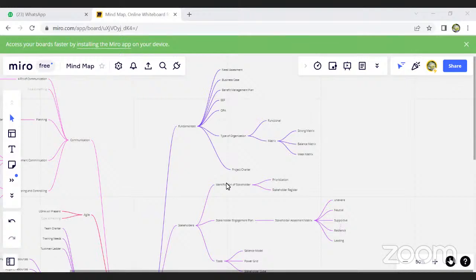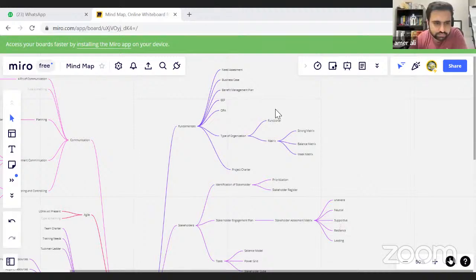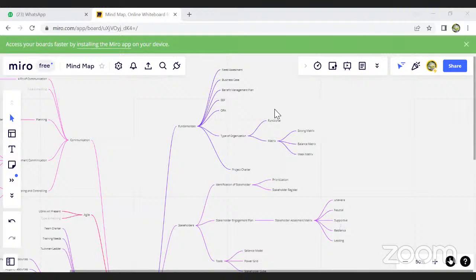So the first part which we got is fundamental. In fundamental, we first go through the need assessment. Then we have the business case. In the business case, we define what the need of the project is, and then the management of how we will get these benefits and how much time it will take, whether it will be tangible or non-tangible.